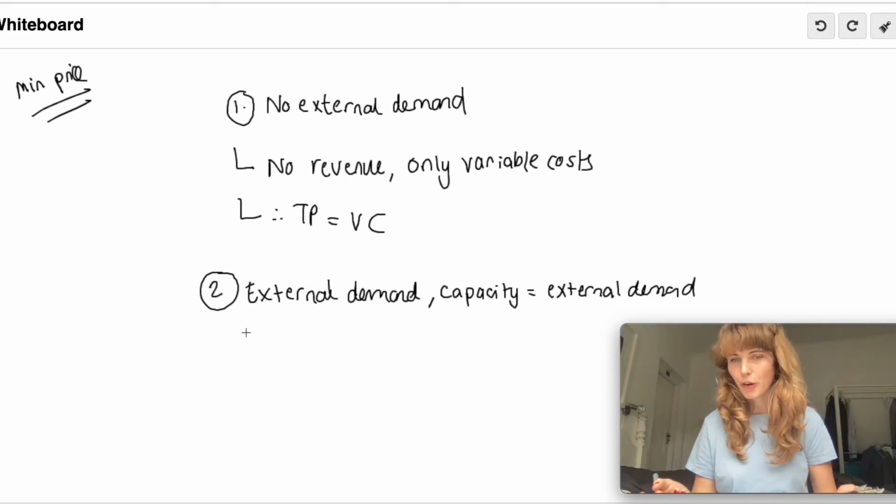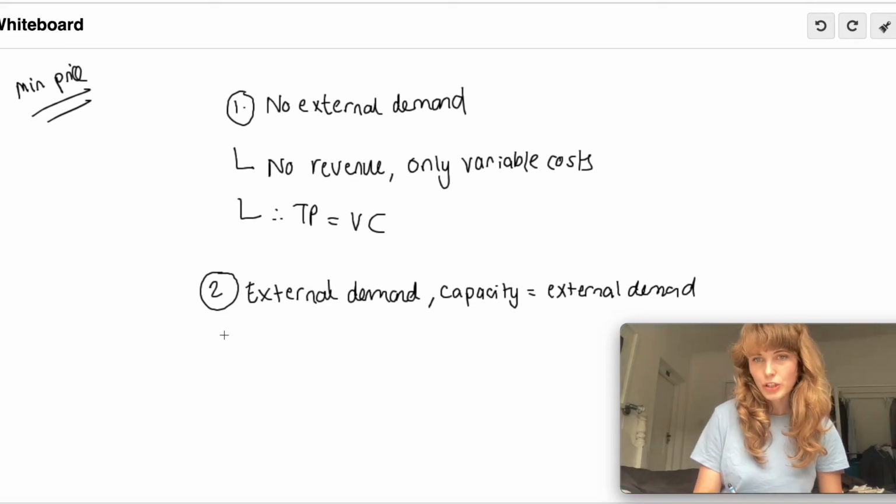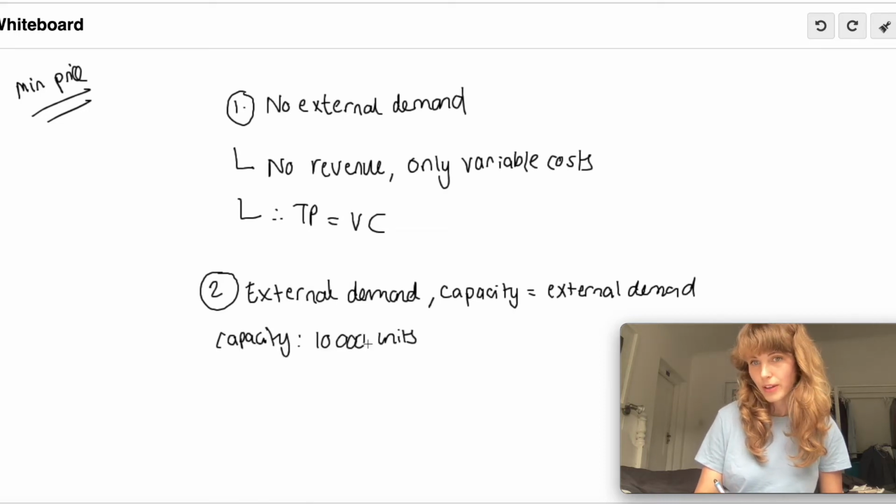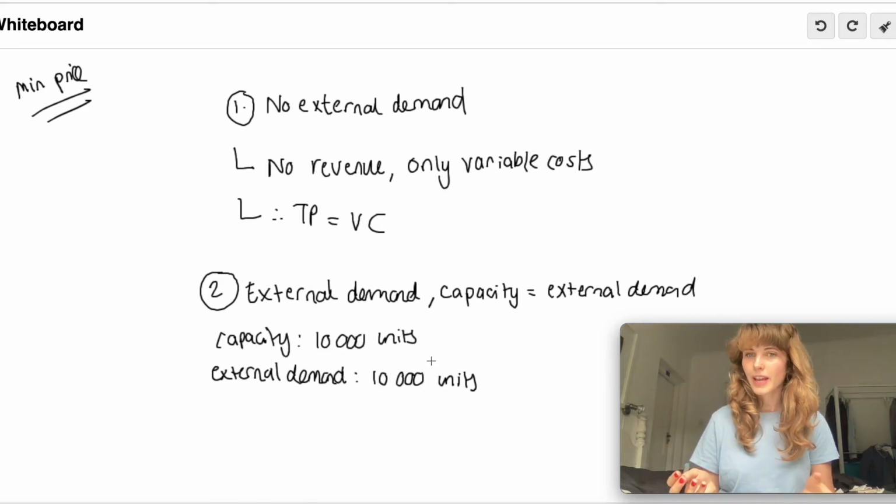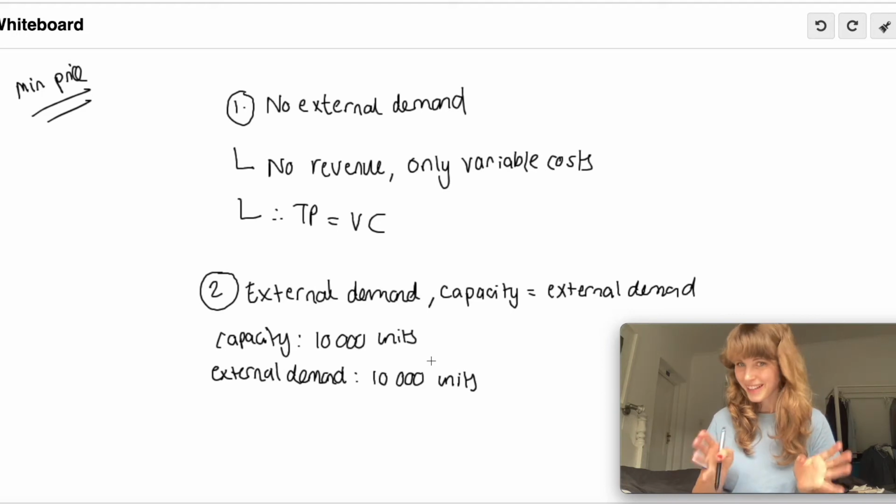And maybe that sounds a bit confusing, so let's give you an example. If Instagram has a capacity of 10,000 units and our external demand is also 10,000 units, and that's saying even if Facebook asks for 1 unit from Instagram, that means that they could only supply 9,999 units to the external demand. That means they're losing out on 1 sale, and that 1 sale represents the contribution margin because we lose out on the revenue but we save the variable cost of the sale.